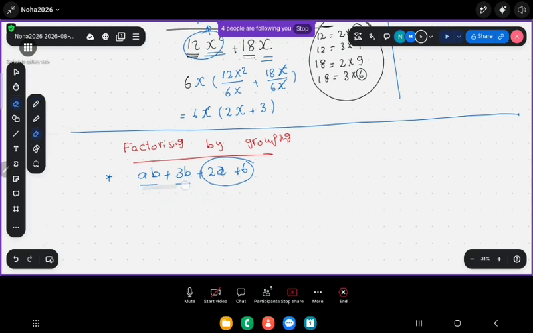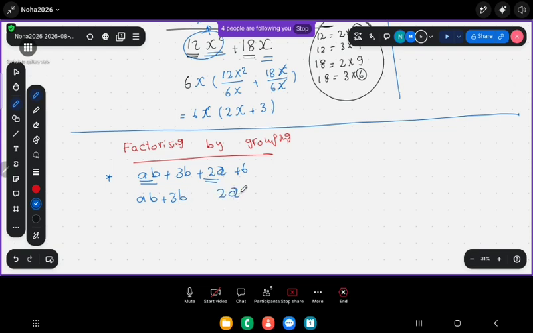So you have to ask yourself, is this a good splitting? Or can I split AB with 2A? You have to choose the two terms that let you take out a bracket, so you can factorize after that. So if you take AB plus 3B together, and 2A plus 6 together, don't forget to put the sign. Now you deal with it as one question.